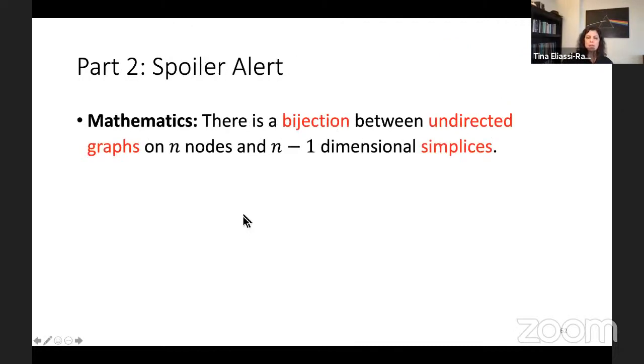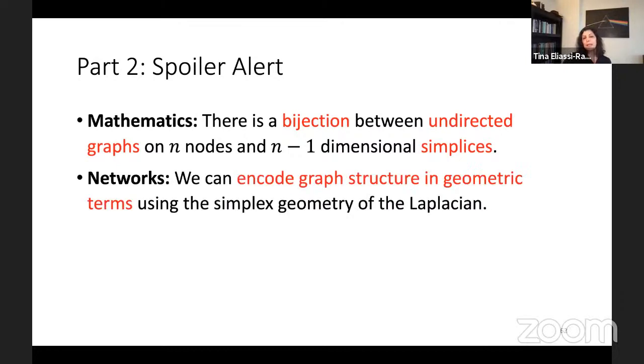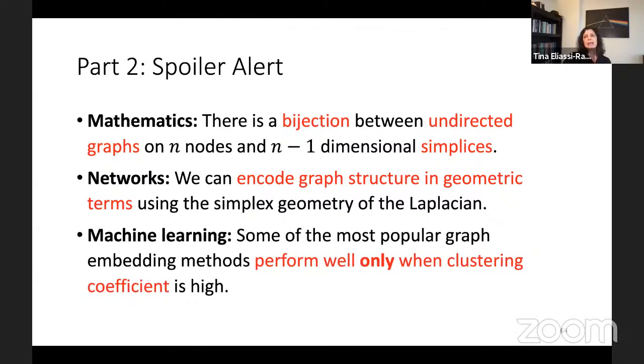In terms of spoilers for this one, one of the things that we found is that there's a bijection between undirected graphs on n nodes and the n-1 dimensional simplices. Networks can encode graph structure in geometric terms using the simplex geometry of the Laplacian, and some of the most popular graph embedding methods perform well only when your clustering coefficient is high.